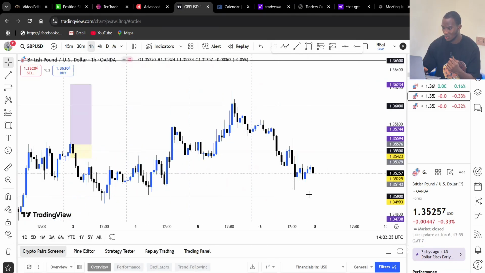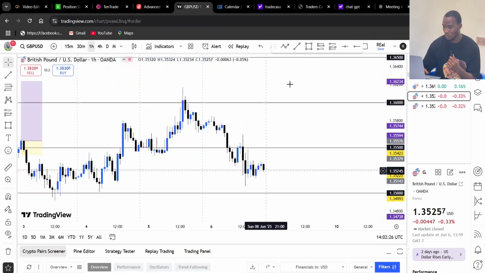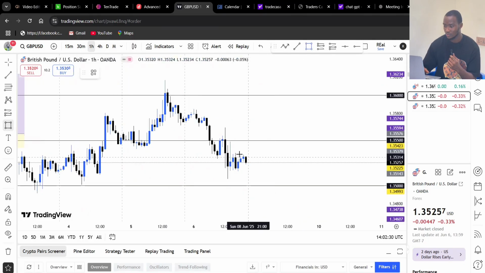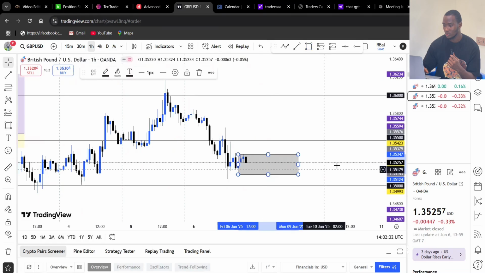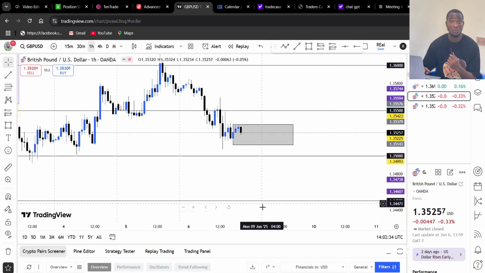So basically, that's just all for it. We are expecting opportunity to buy from this zone, or the market will keep going down to the following week where we get the proper opportunity to take a buy.